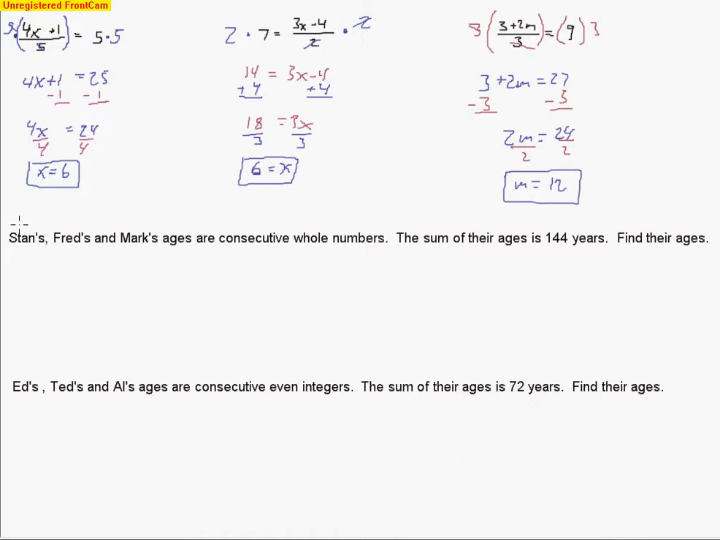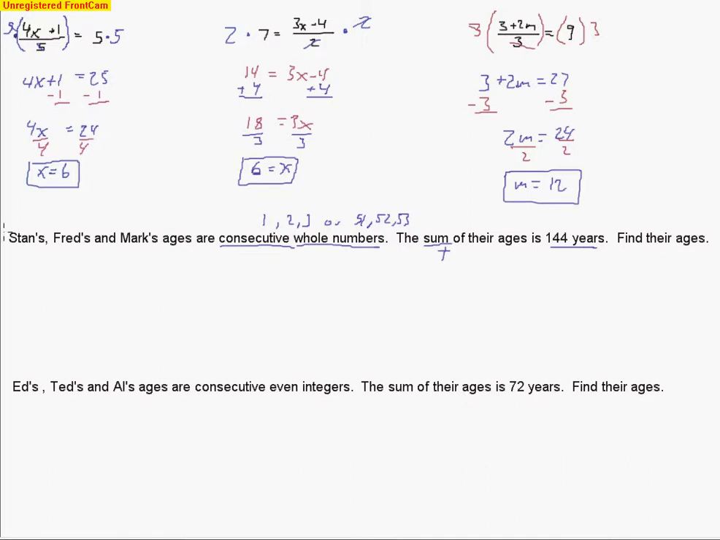Now the next problem says that Stan's, Fred's, and Mark's ages are consecutive. Consecutive means just one after the other. Consecutive whole numbers. So for instance, their ages could be like 1, 2, and 3, or they could be like 51, 52, 53. It's just numbers that are one right after the other. Well, it says the sum, so that means we're adding their ages. The sum of their ages is 144 years.